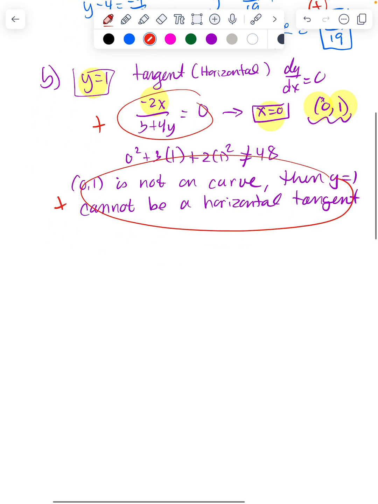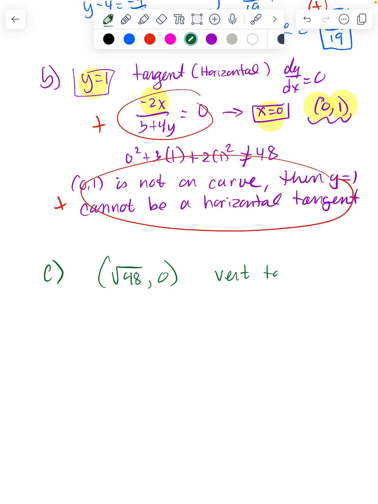Part C. Let's give that a whirl. In part C, it says the curve intersects the positive x-axis at root 48, 0. Is the line tangent to the curve at this point vertical? Think about what that means. If you have a vertical tangent, that means your slope or your tangent value, dy dx, would have to be undefined. So what they're really asking you is, is dy dx undefined at root 48, 0?